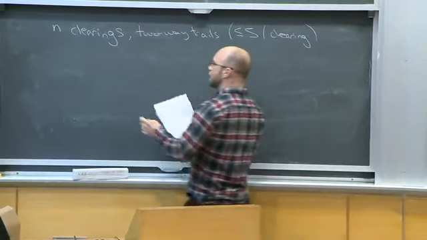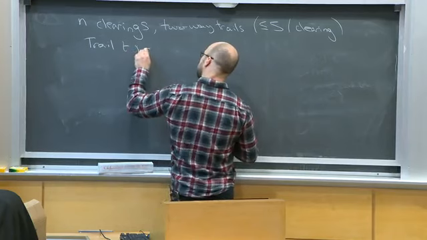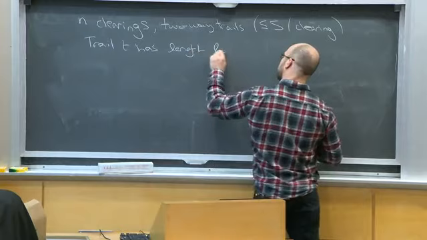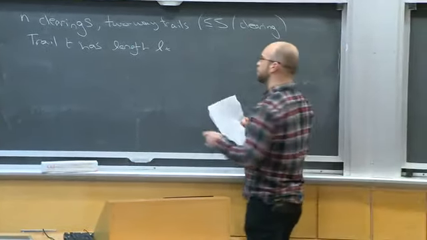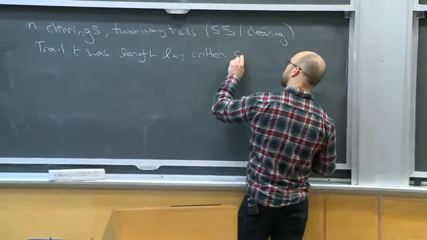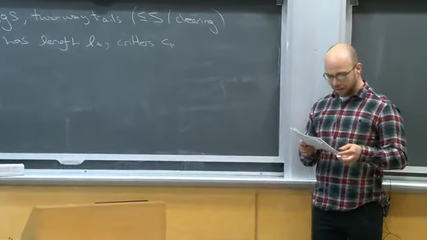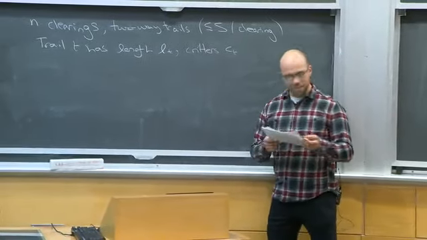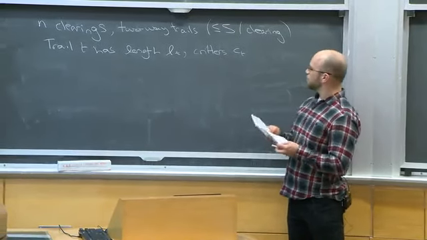Now with every trail, we associate a length, which we're going to call L sub t for trail t. But in addition to that, we're going to have another piece of information, which is that it has a set of critters on it, C sub t. So now every trail, our character here is walking along the path. And what does she want to do? Anytime that she walks along a path, she collects a critter, or however many critters are on that path.